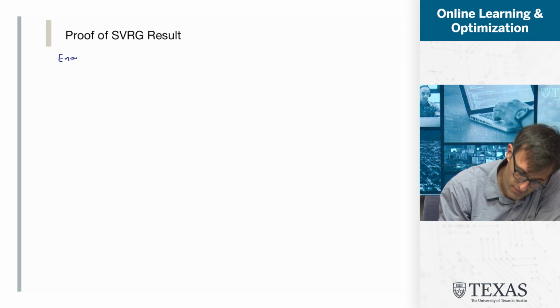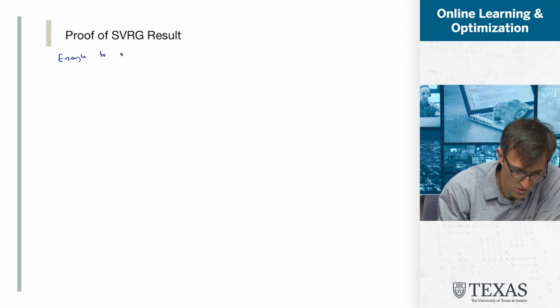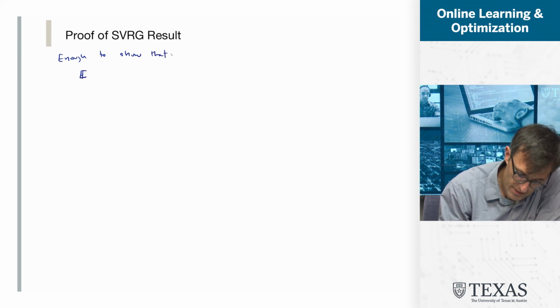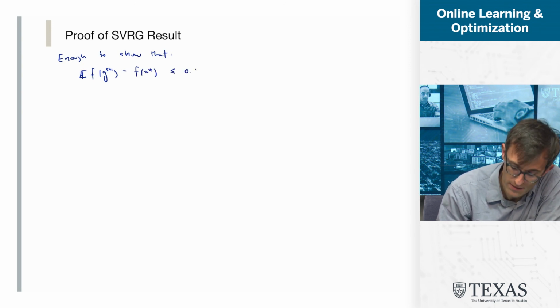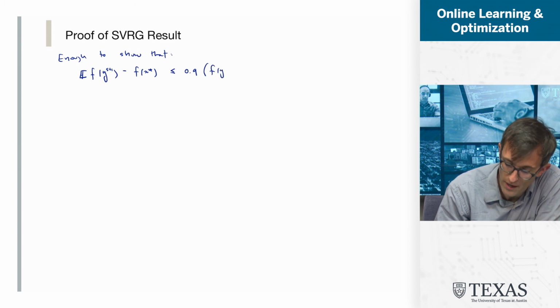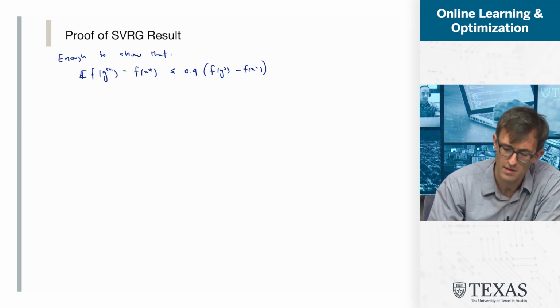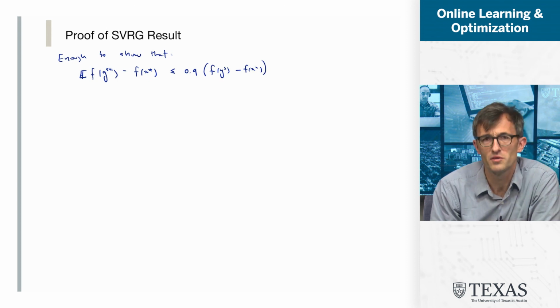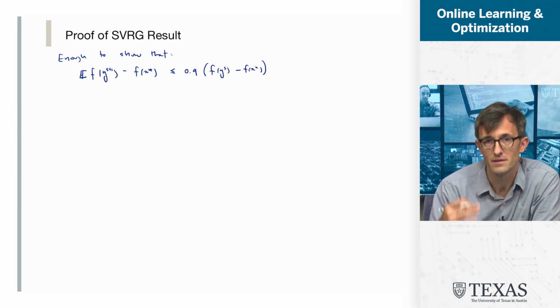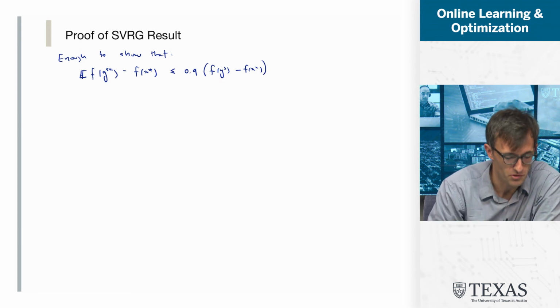So it's enough to show that the expected value of f of y s plus 1 minus f of x star is reduced by a factor of 0.9 compared to f of y s minus f of x star. And again, just repeating that s times would give us exactly the result we want. So this will help us simplify notation a little bit. We won't have to carry around s and subscripts and superscripts.